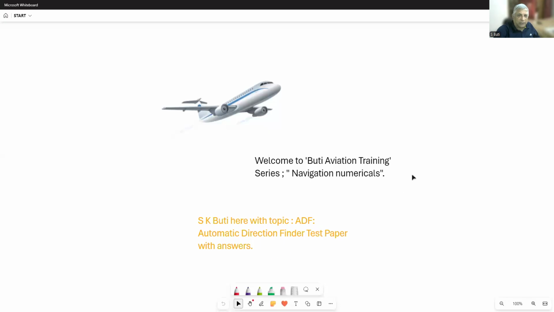Now, here in our series of navigation numericals on Booty Aviation Training, SK Booty, I'm back with you, and today, as promised in the last lesson, I have a test paper for you on automatic direction finder with guidance and answers.